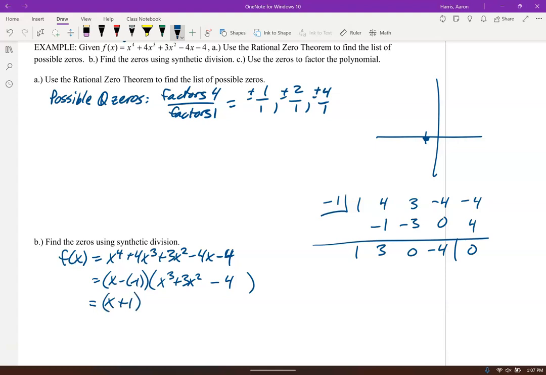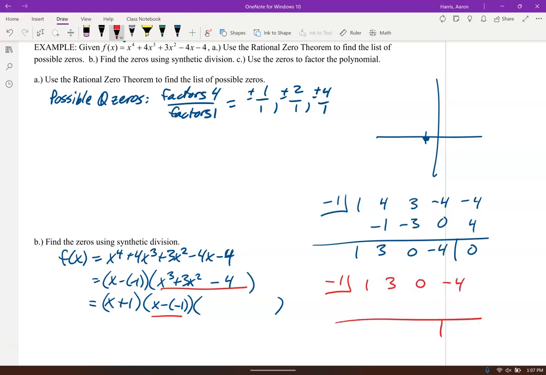So that's what we have so far. Let's make sure it's not a repeated 0. So let's test -1 again and see what we get. So now I'm doing this divided by that, 1, 3, 0, -4. 1 times -1, 3 minus 1, 2, 0 minus 2, 2. Okay, it's not. See how that remainder is not 0? So it's not a repeated 0, so we can be done with -1.